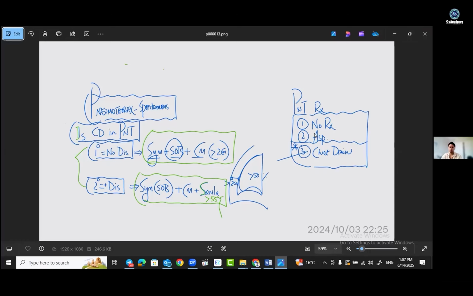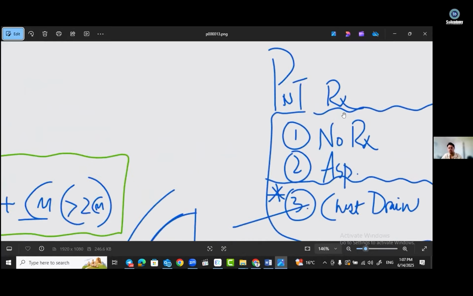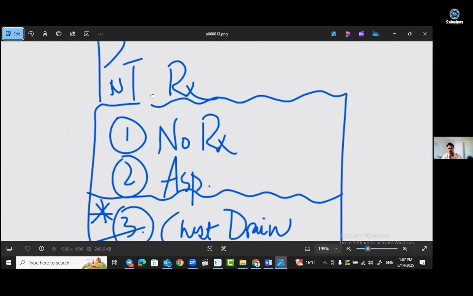So for the pneumothorax, my dear, this box is important. So let's discuss this. Before starting the pneumothorax, my dear, listen very carefully. Pneumo means the air inside the thoracic cavity. What thoracic? The pleural cavity.